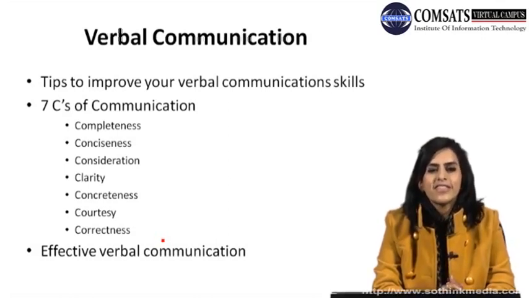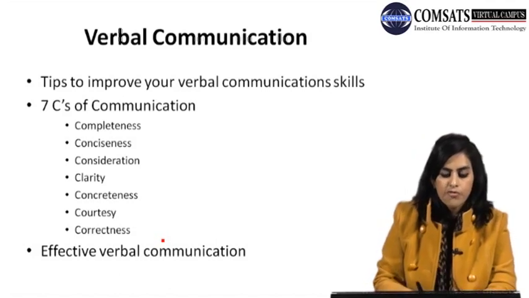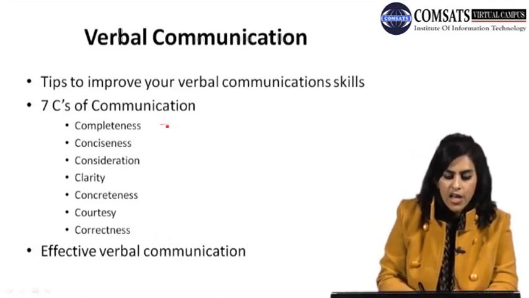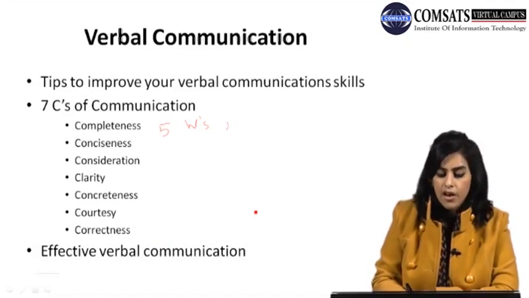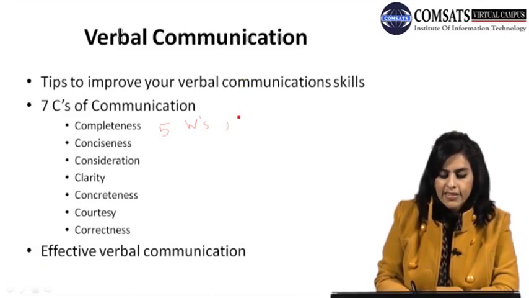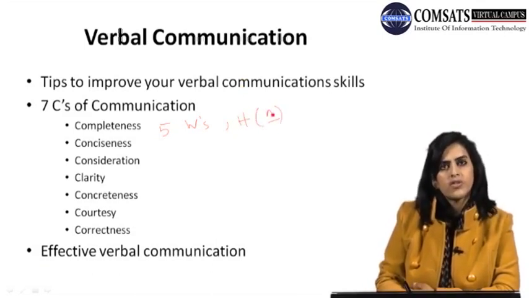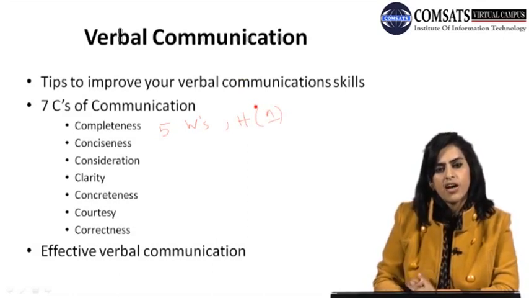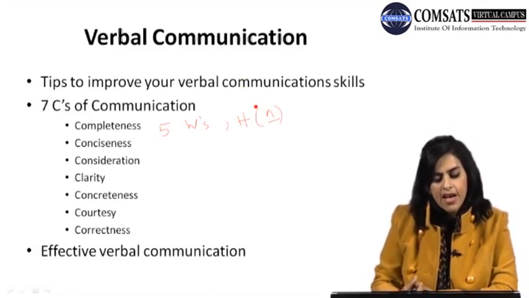We also discussed the 7 C's of communication. That is completeness, where you are supposed to convey your message completely by making use of 5 W's and 1 H. Then the conciseness, that has something to do with making your sentences concise, crisp, short, terse and brief.